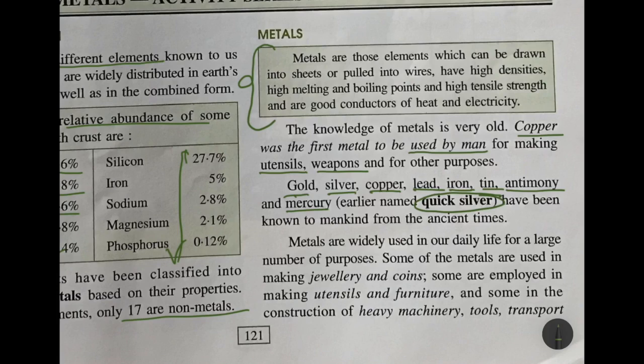Now, we use metals in our daily life for a number of purposes. They are used in making jewelry and coins. Some are used for making utensils and furniture. There are also many different heavy metals, and heavy machinery is made up of heavy metals like iron and aluminium. Different types of tools are made, and vehicles, transport vehicles, and many other manufacturing equipments are also made up of metals.